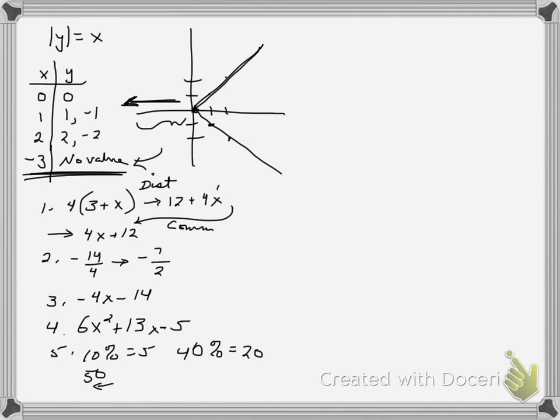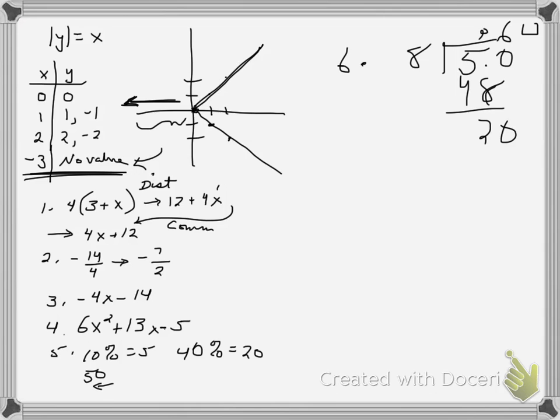If you were to write 5/8 as a decimal, you would simply have to take the 5 and divide it by 8. I would get 6 for 48. This would be 2 for 16, remainder 4, and that would go in evenly 5. So it's 0.625.